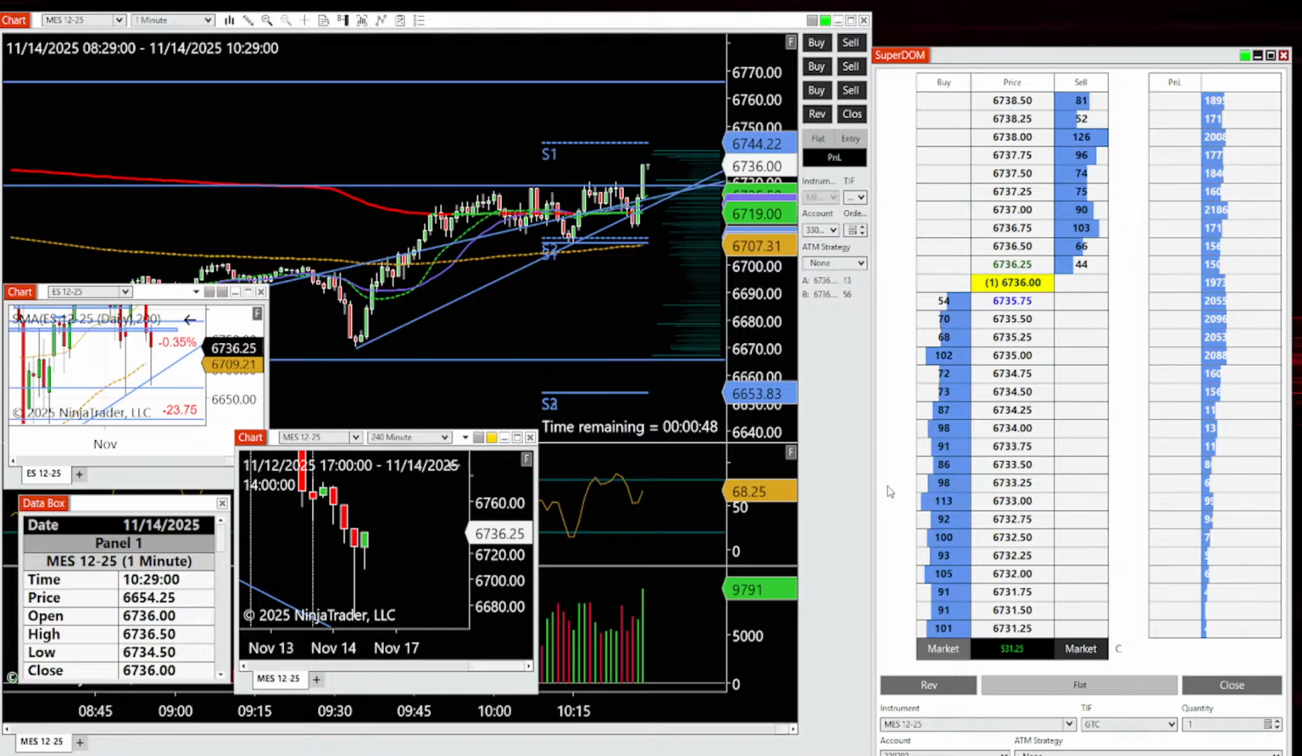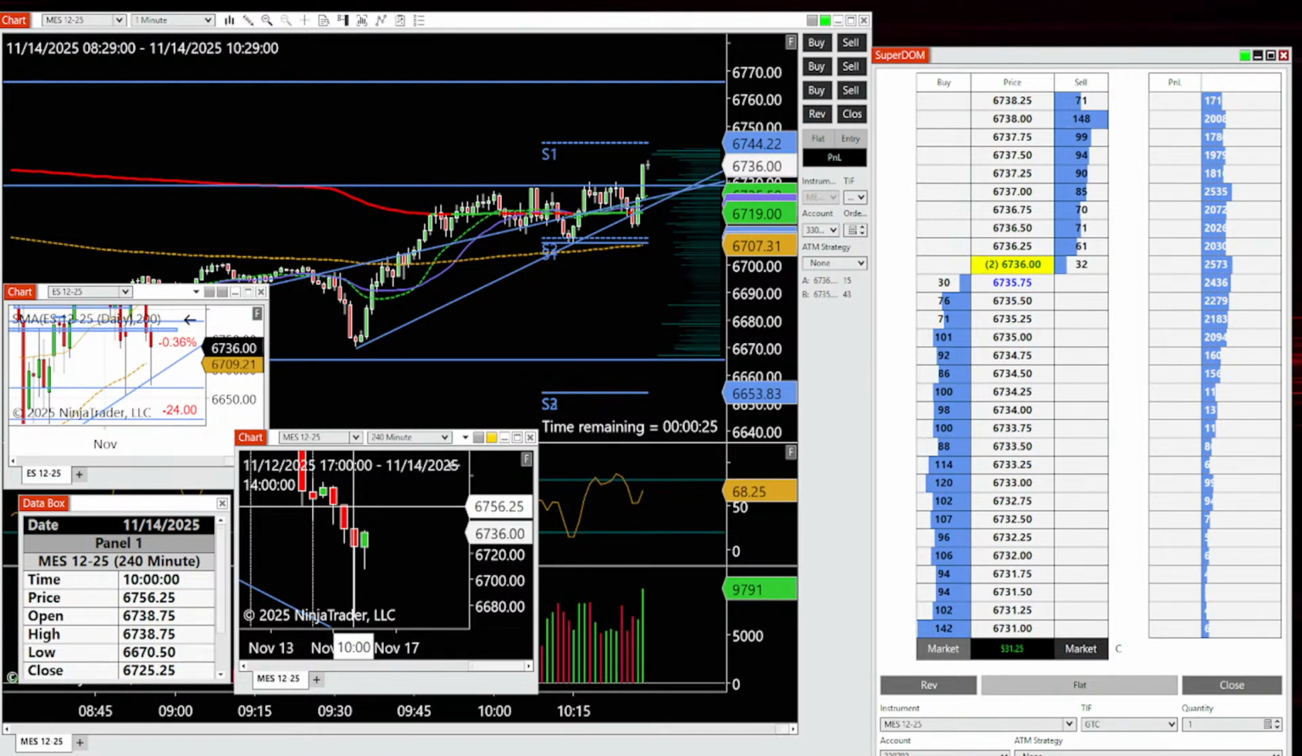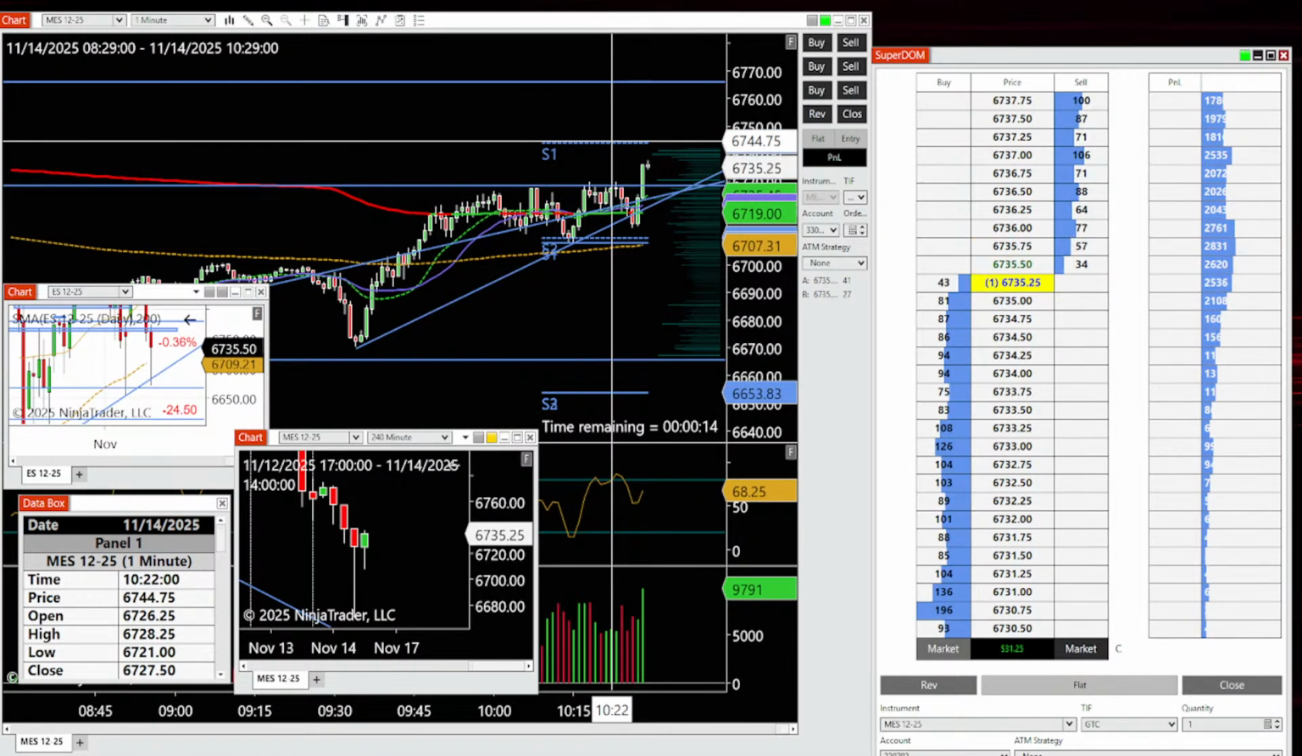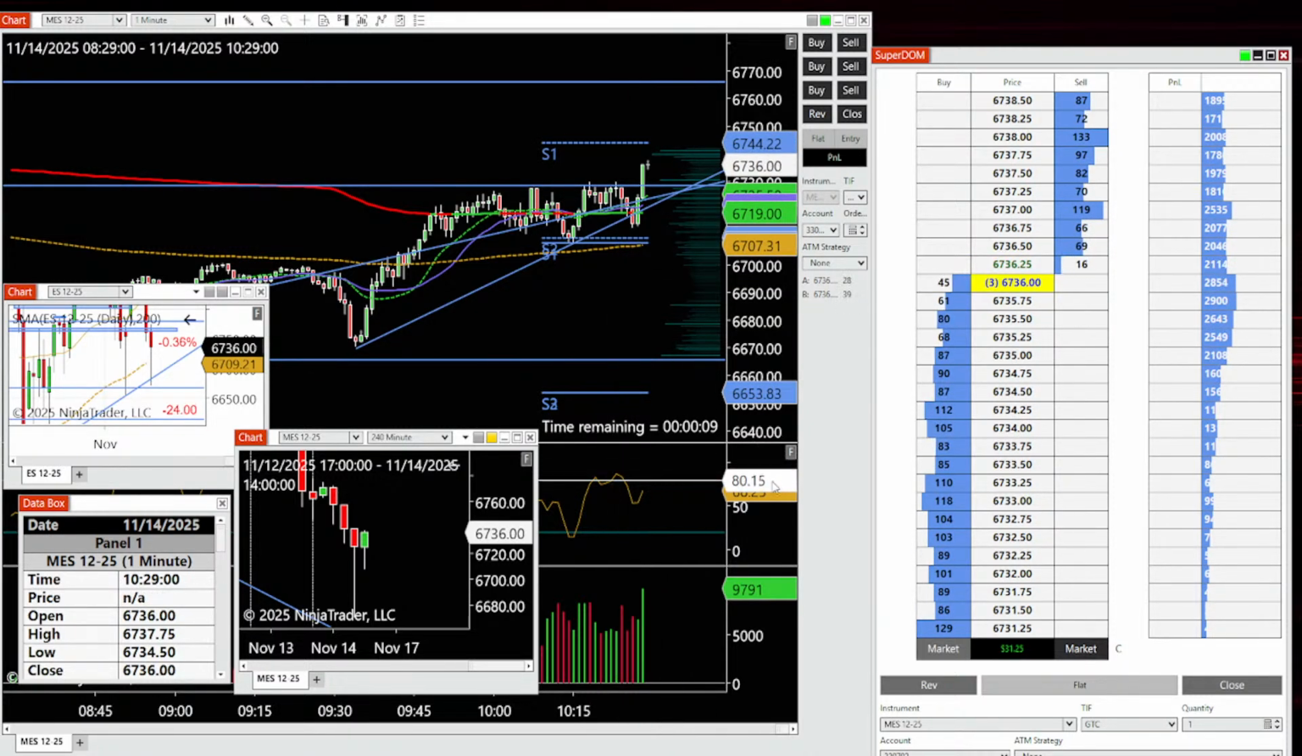I gotta stop looking at the dome, because the dome will have me when it's shaking. 30 to 40, and that was the move. And the open is 38.75. But 44 is the target. That would have been my target if I didn't just get out.